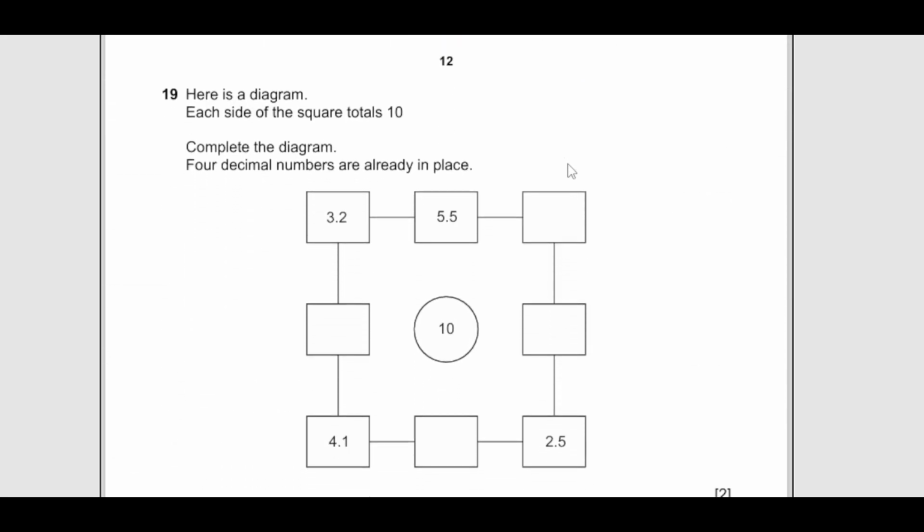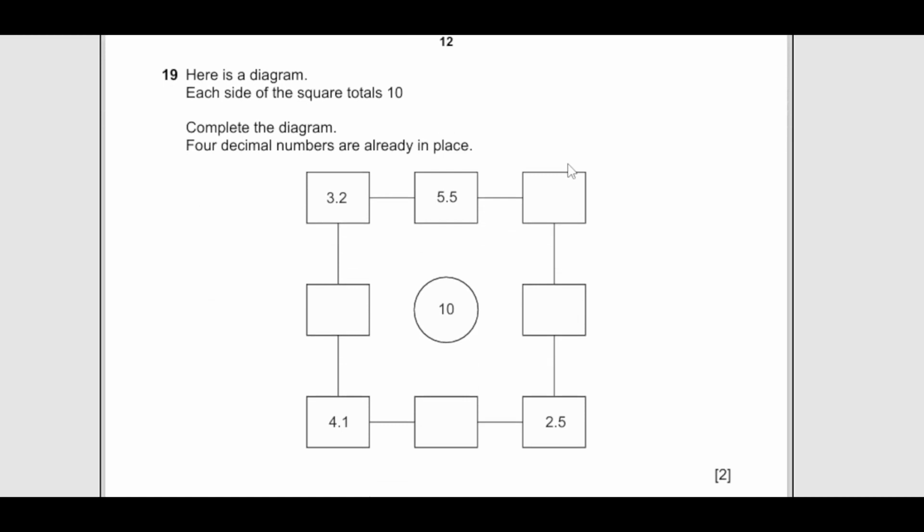Here is a diagram. Each side of the square is a total of 10. So you are just going to add these two and subtract it from 10. When you add these two, this is 3.2 plus 5.5, so this is 8.7. Then we are going to subtract it from 10. So this is 1.3. So we will have 1.3 here.